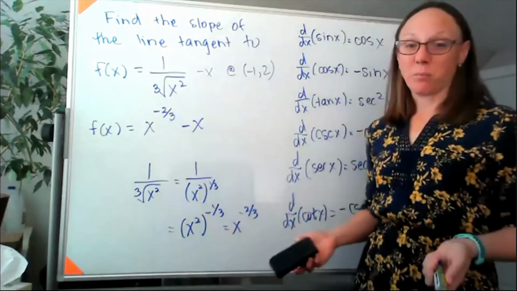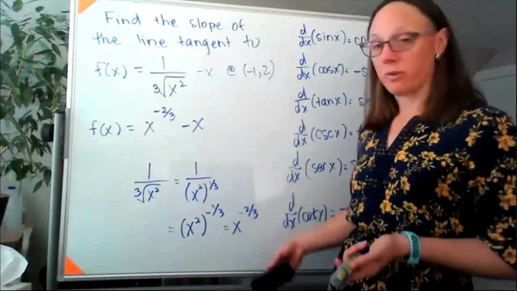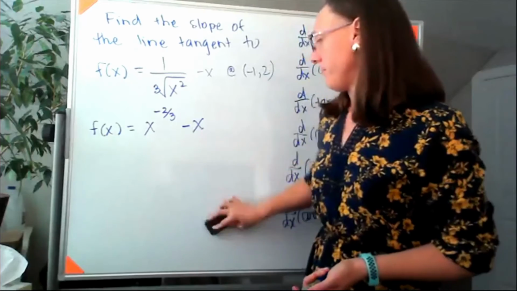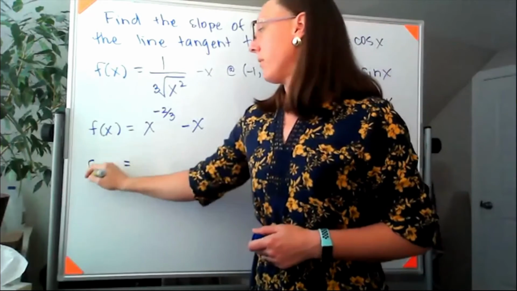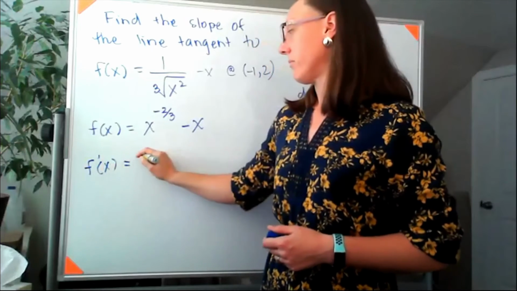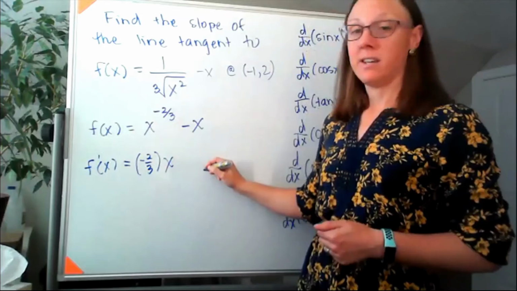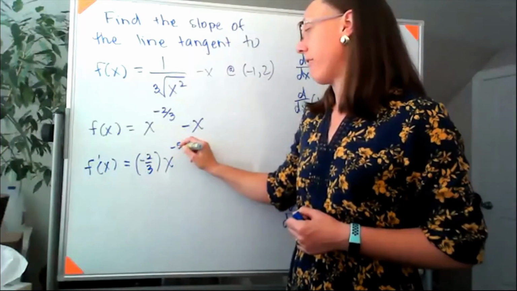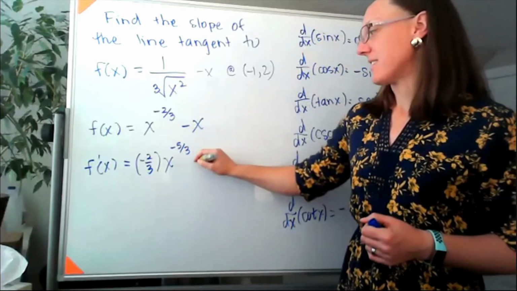Now that we've got that simplified out as x to the negative 2/3, now our derivative is going to be more straightforward. Bring down that exponent. Subtract 1 from the exponent. So negative 2/3 minus 1 is going to put me at negative 5/3. And the derivative of negative x is negative 1.